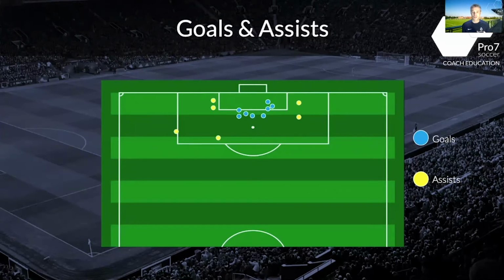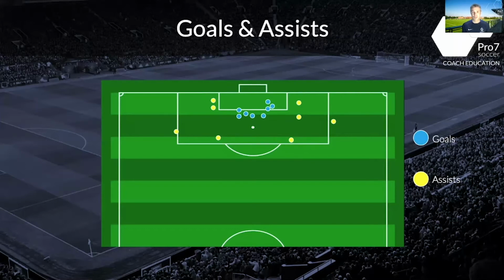What you can see on the screen now in blue are where the goals that we saw in the clip were scored from, and in yellow, where the assist was that led to those goals. Now, if you start looking at that map, you can start to see a pattern. A number of these goals were scored in and around the 6-yard box. And you can see that a number of the assists were from inside the 18-yard box, the penalty area, or very close to it.